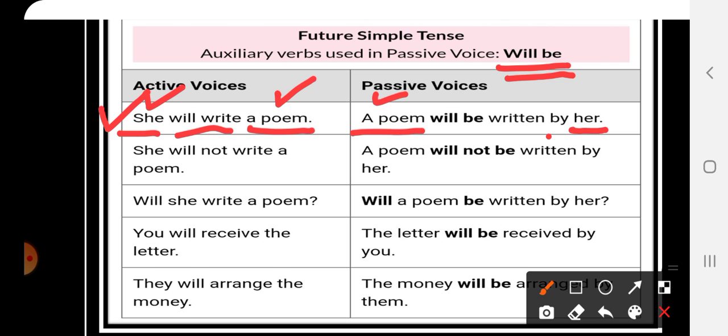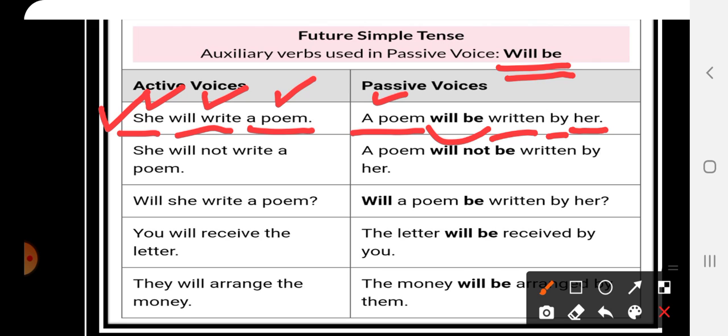The use of word by, the verb was write there, that became written, the third form of the verb that is used in all the passive voices of all the tenses. And then auxiliary verb, that is will be. Using the same rules, the other sentences also have been formed and changed in passive voices from active voices.